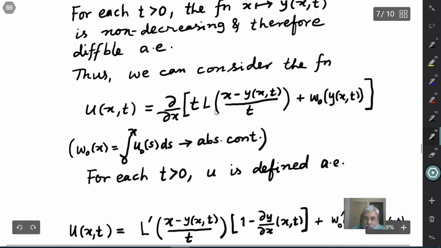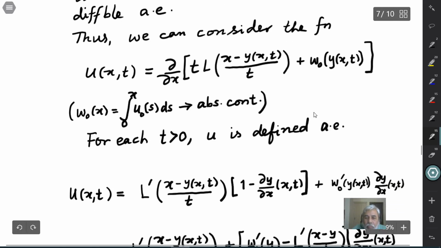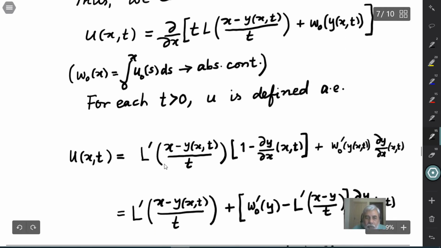The same thing is true here. L is a smooth function, but y is only a non-decreasing function. Again, the composition is well defined and almost everywhere differentiable. So let's perform this differentiation. The chain rule applies. This is d/dx, so t comes out. Once I differentiate with respect to x, I get L prime at (x - y(x,t))/t times 1/t, and that t cancels, and then I have the derivative of this with respect to x, so that I get 1 minus dy/dx.